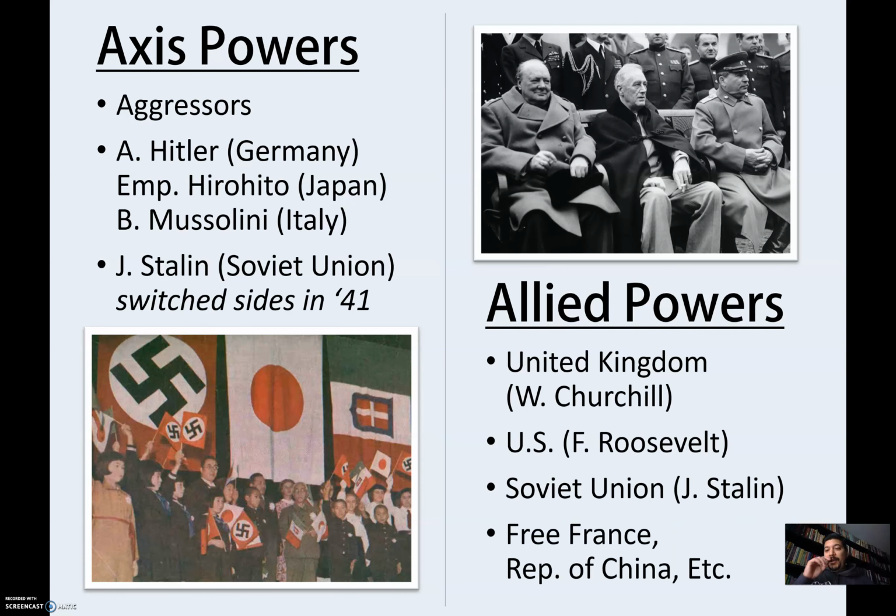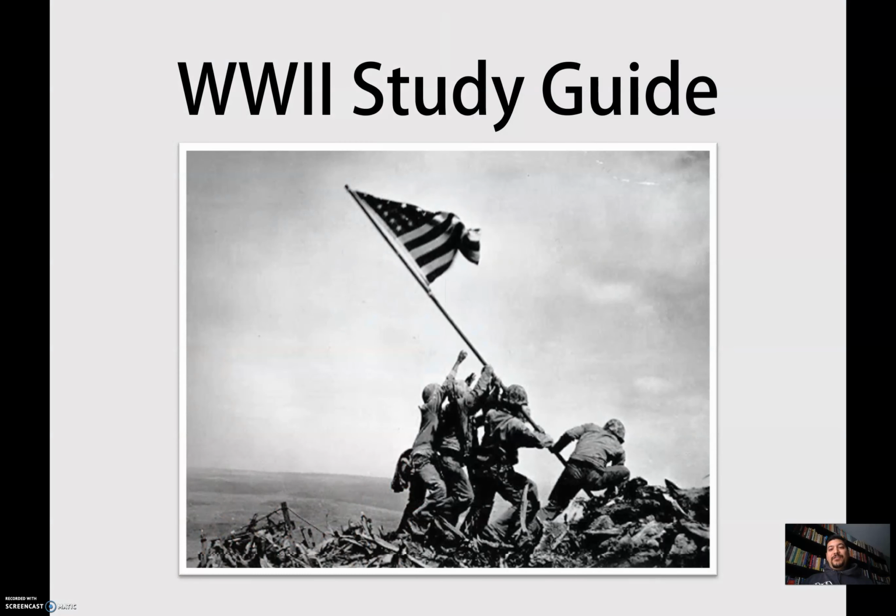A couple other noted Allied powers: we teamed up with the Free French, not Vichy France. Those were the ones that were collaborators with the Nazi government. So we'll talk a little bit more about that later. But also the Republic of China, and we're going to talk a little bit about China too. And China is going to become really important after the war ends. Okay? So those are the terms that I wanted to go over today.